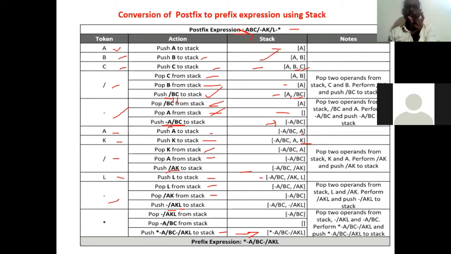Okay, so all the scanning symbols are finished. It means that you will get a final result in the stack. So finally, you have to pop that expression from the stack. That is the converted prefix expression. So this is the final prefix expression for the given postfix expression. So postfix expression mila tha, usko humne conversion kiya prefix mein. Likewise, you will get a prefix expression for the given postfix expression. Okay, everybody got it?